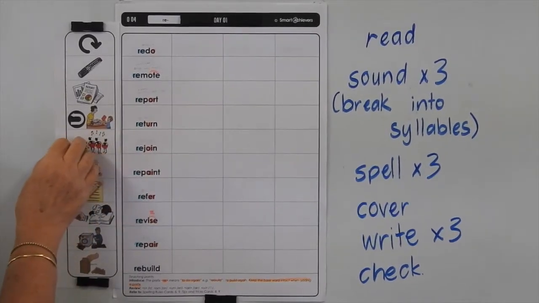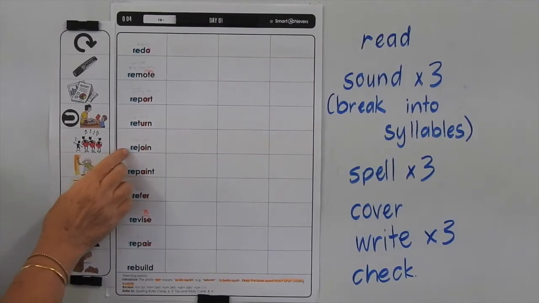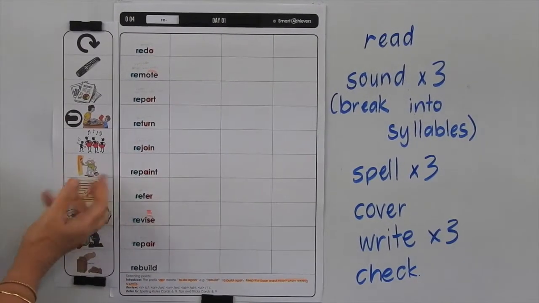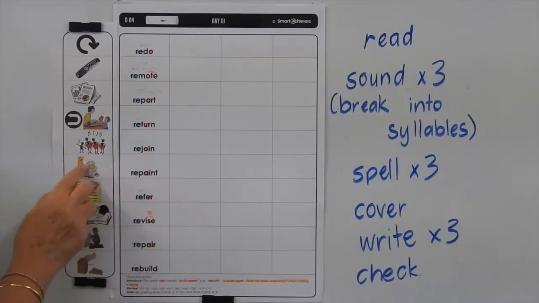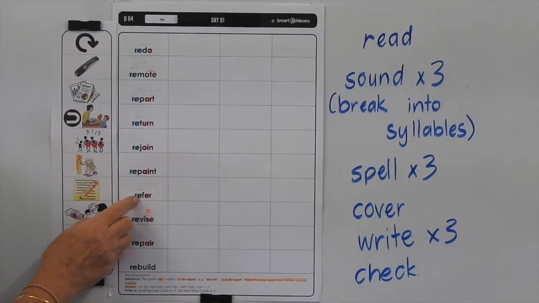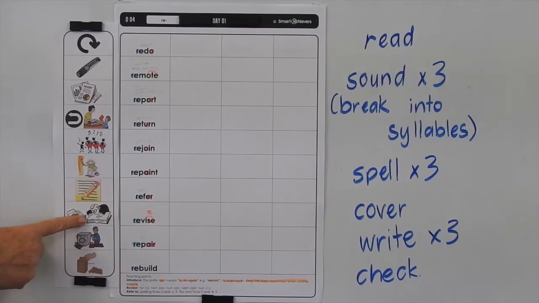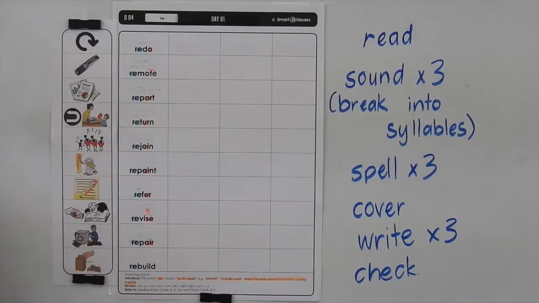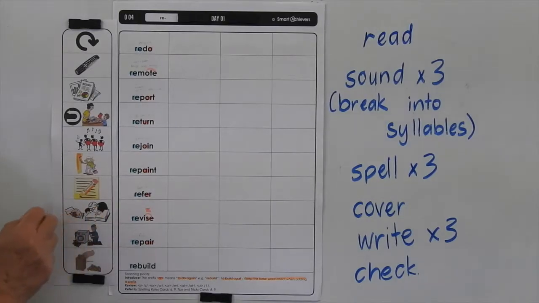Return means to go back to, so you often have to return your books to the library. Rejoin just means to join again, so if something's come apart, you have to put it together again. Repaint just means you have to paint it again. Refer is when you look up a book to find out information, or you refer to a book to find something out, or you might refer someone to another person for more information. So it's really seeking information.